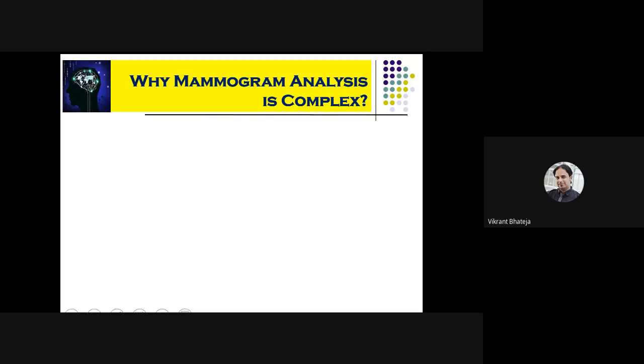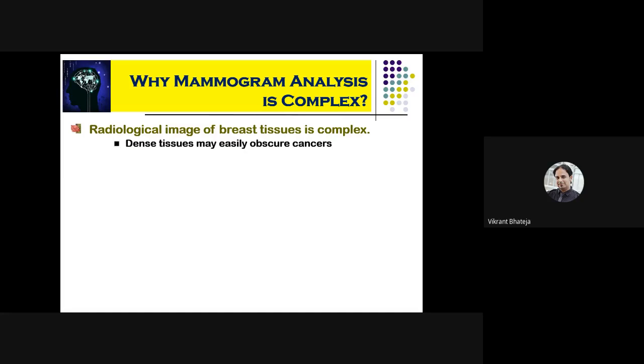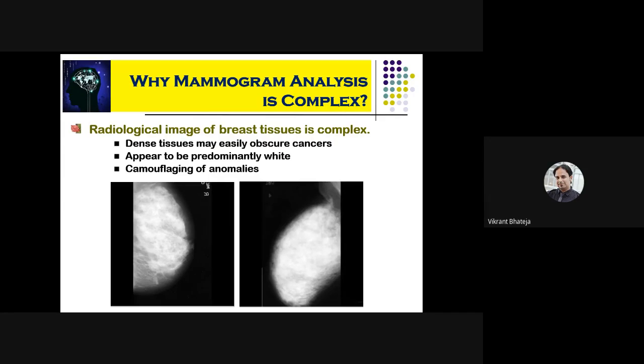Now the question: why is mammogram analysis complex? Many of the points we have already discussed in the background, so let's just summarize them. This particular image of the breast tissues is complex because dense tissues may easily obscure cancers. We have seen that these tissues are predominantly white, so if our tumor region is again white and present in these images, a kind of camouflaging occurs. So it is very, very difficult to detect the anomaly.